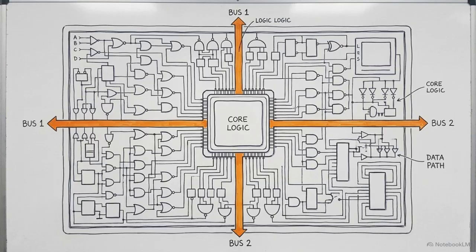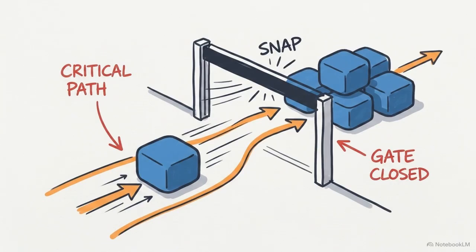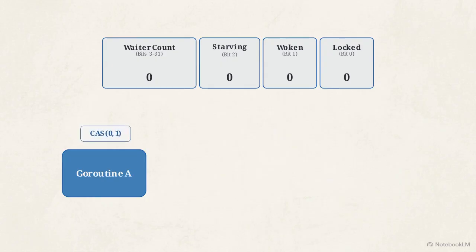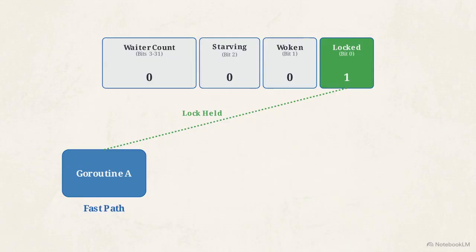To claim the lock, the computer uses a specialized, unbreakable hardware operation called compare and swap, or CAS. This uninterrupted move checks if the lock is free and grabs it at the exact same instant, preventing anyone else from sneaking in. When goroutine A, a lightweight task in Go, arrives at a free lock, it uses that CAS move to instantly flip the locked switch from a 0 to a 1. This is the fast path.